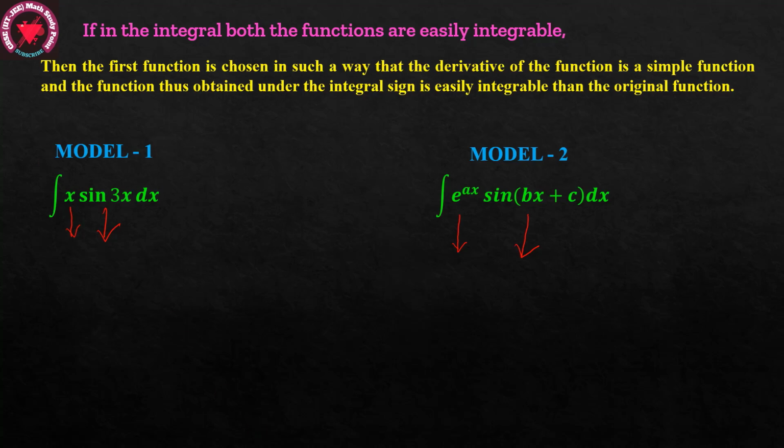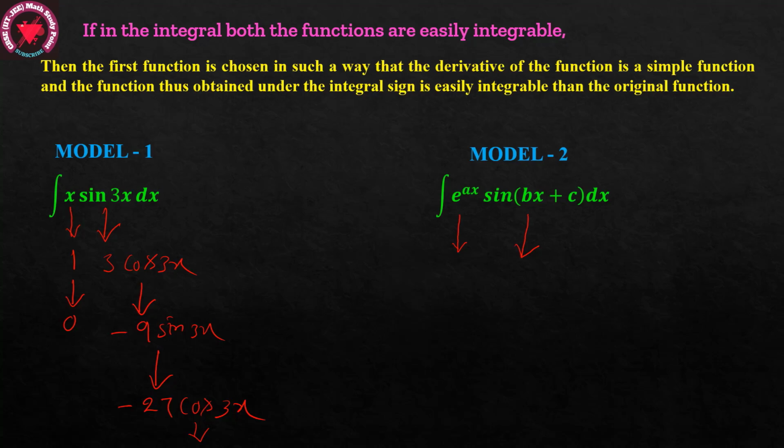That means, see here, what is the derivative of the x function? 1. And then what is the derivative of 1? 0. Here, what is the derivative of sin 3x? 3 cos 3x. And then what is the derivative of 3 cos 3x? Minus 9 sin 3x. And then what is the derivative of this one? Minus 27 cos 3x, like that it will continue. So it is not a simple differentiation, it will continue infinitely.